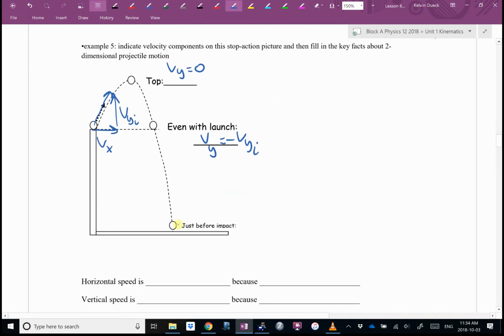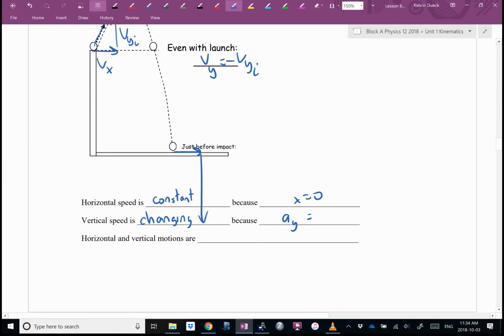Just before impact, Vx is still going to be the same length. Vy would be substantially bigger. I can kind of draw it like that. Horizontal speed is blank because Ax is 0. What word can I put here? Constant. Vertical speed is changing. Why is it changing? Because Ay is, you all know this, negative 9.8 meters per second squared.